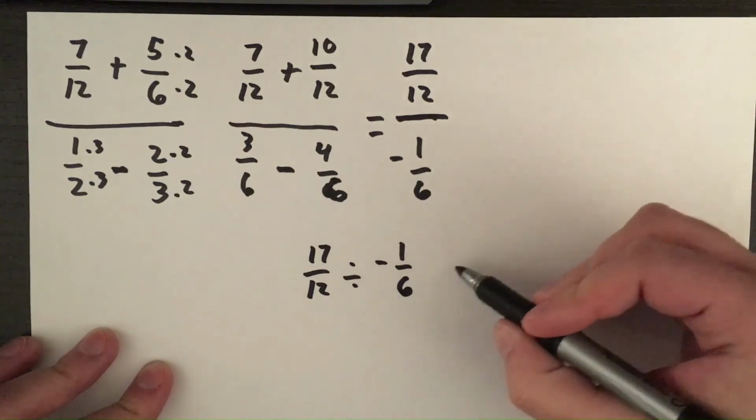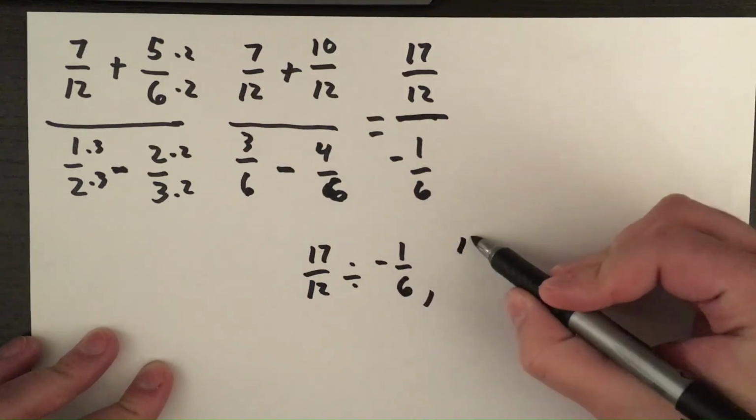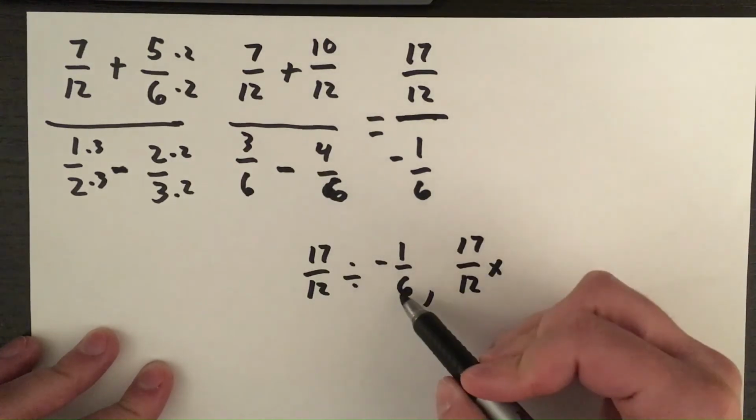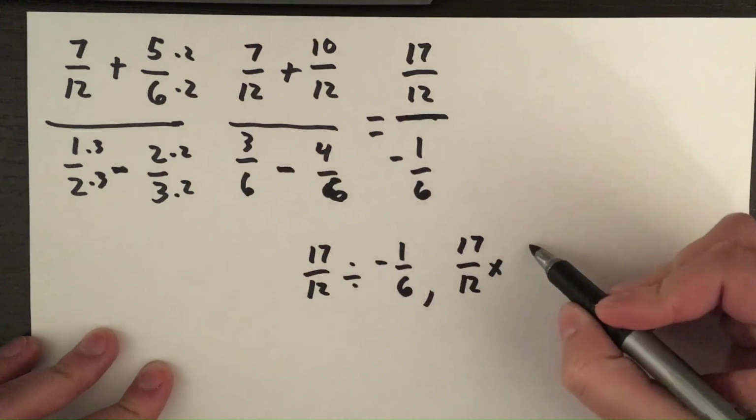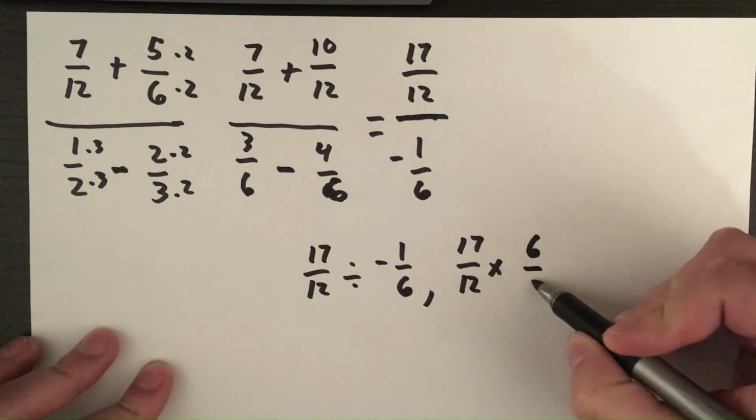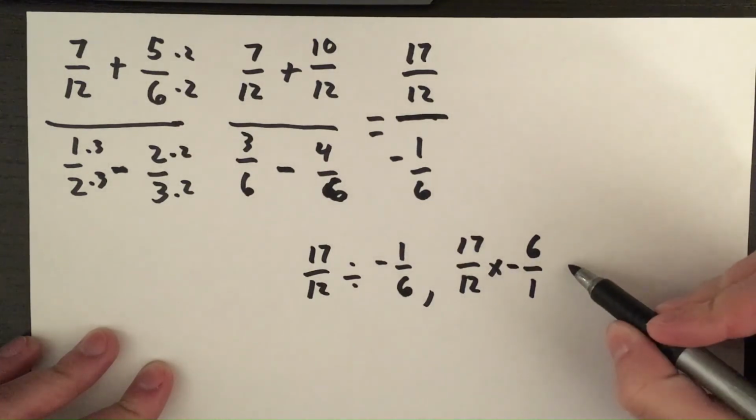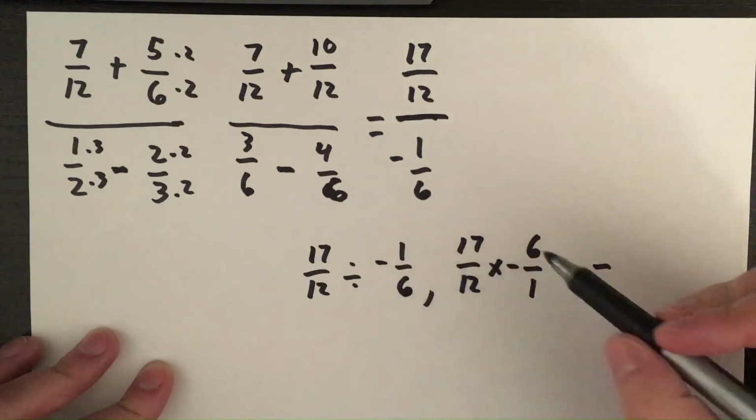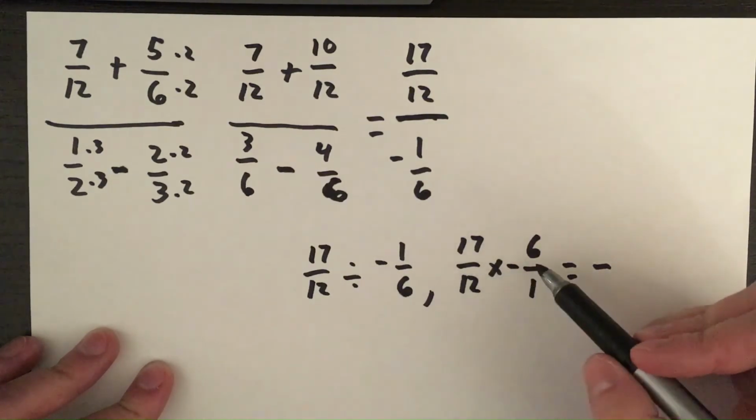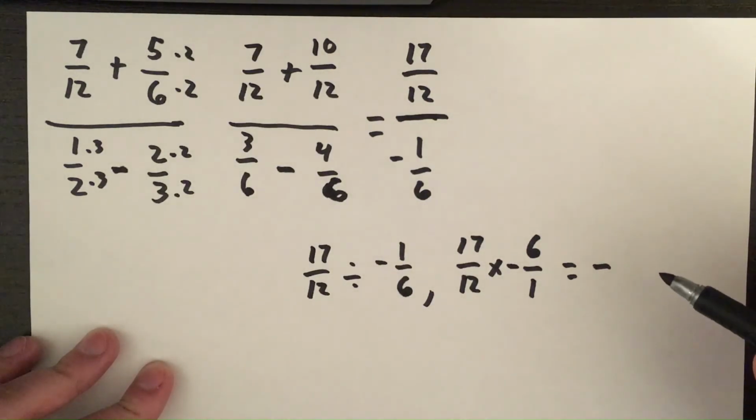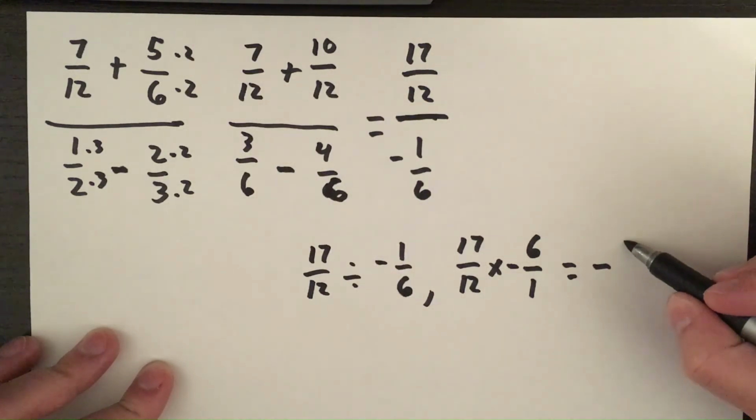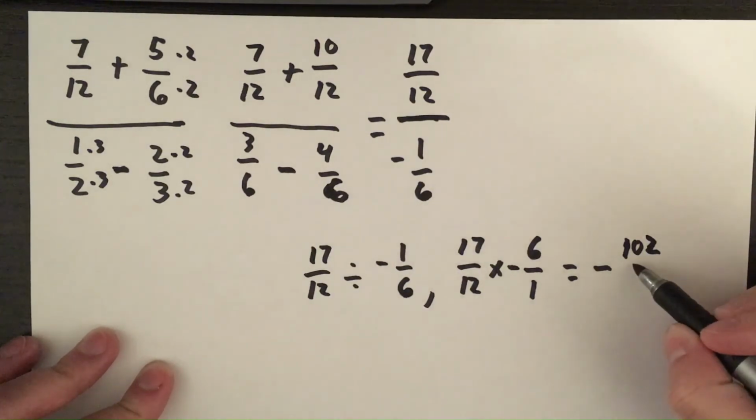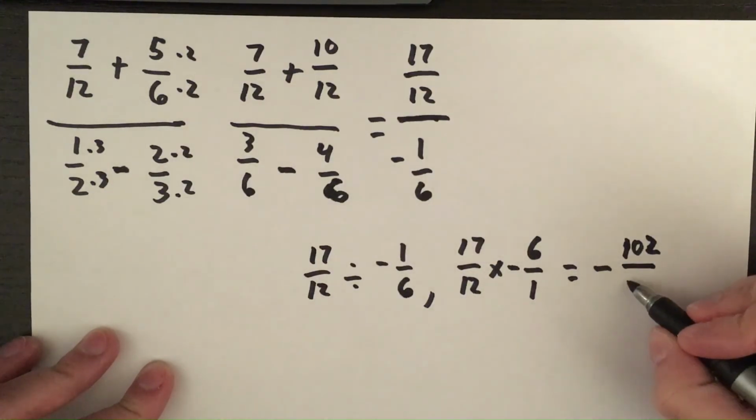Then we're just going to use this multiplication method where we multiply and flip this around to be 6 over 1, and it's still negative, which means our answer will be negative since we have a positive number here and a negative one here. 17 times 6 is 102. And 12 times 1 is 12.